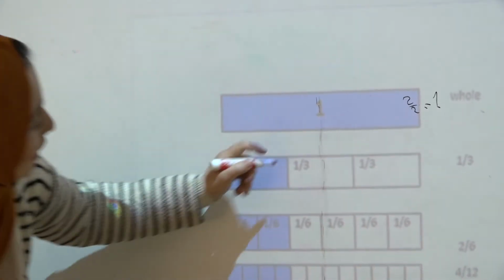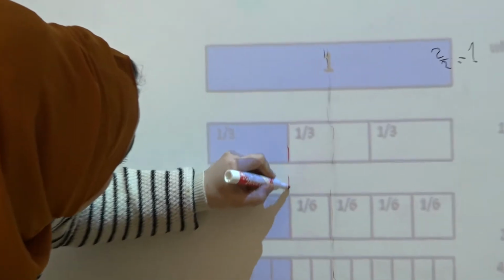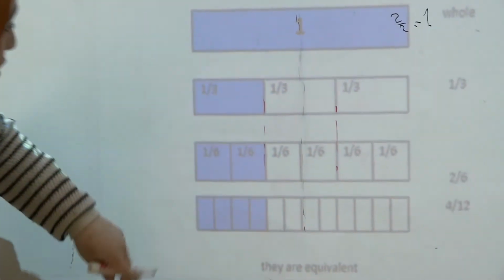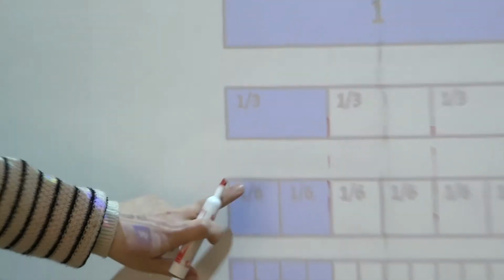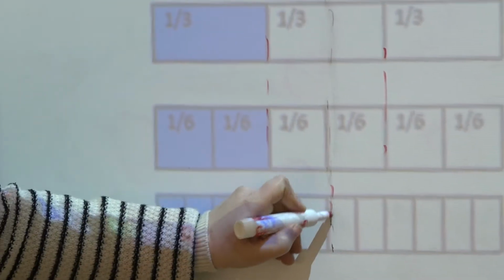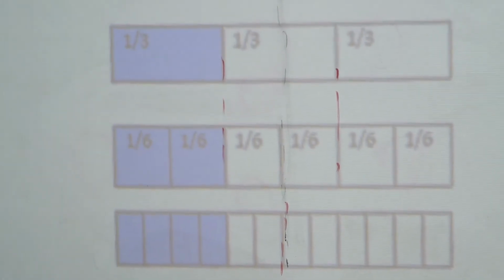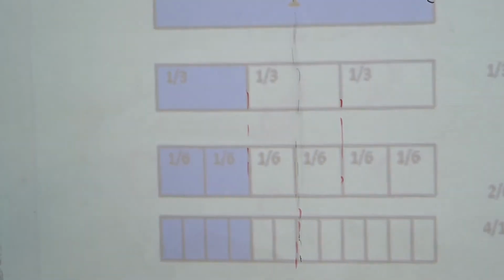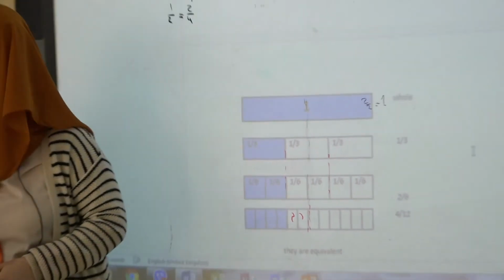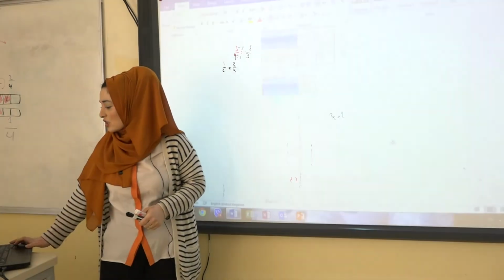So I line it up again. For example, line this one and this one up. So 1/3 equals how many? Sorry, 1/3 equals 2/6. All the same. Lining it up again, 1/6 equals how many? 6/12. So we color this one. This is called an equivalent fraction. Now we use these equivalent fractions.